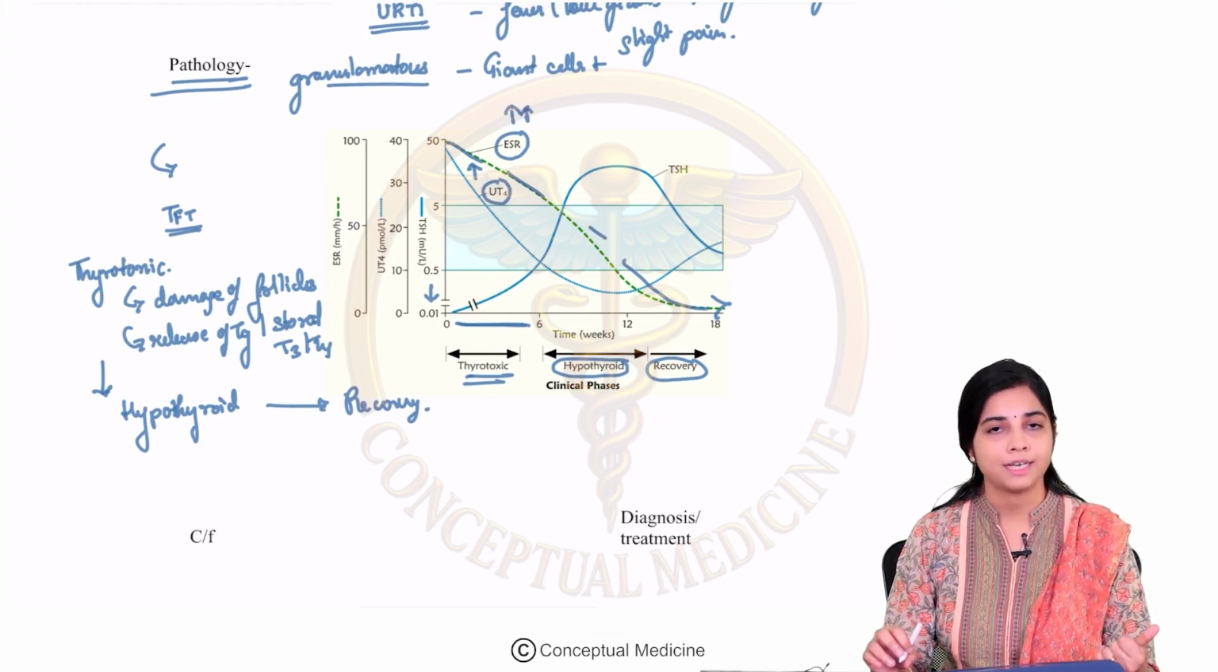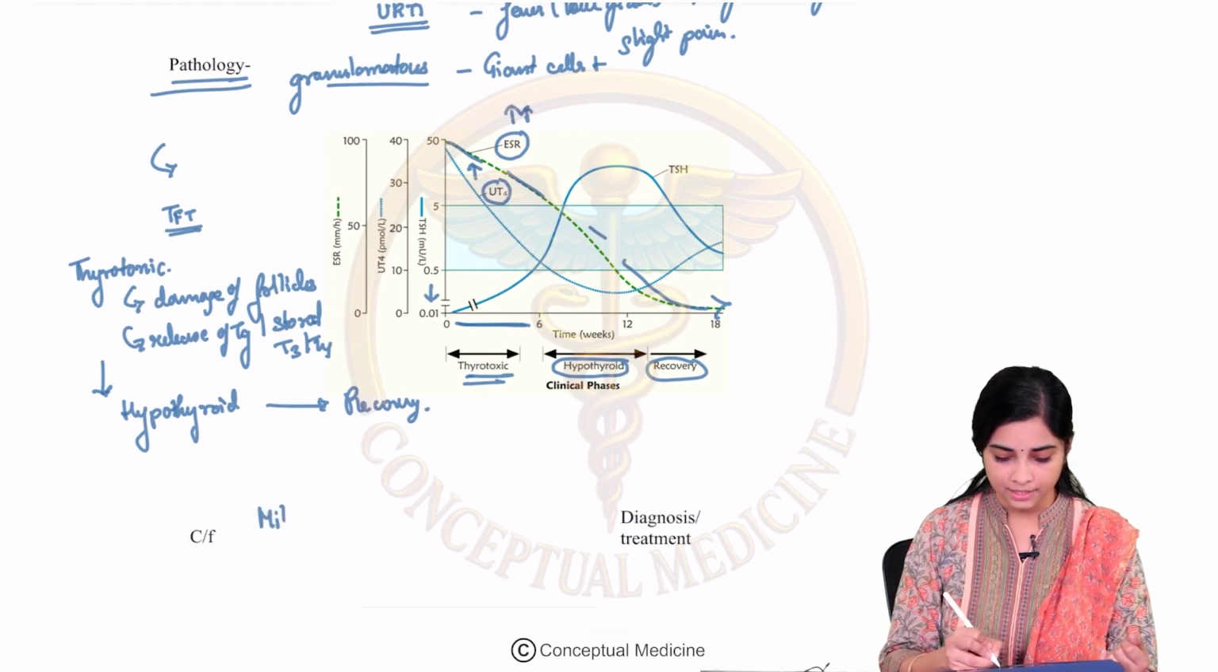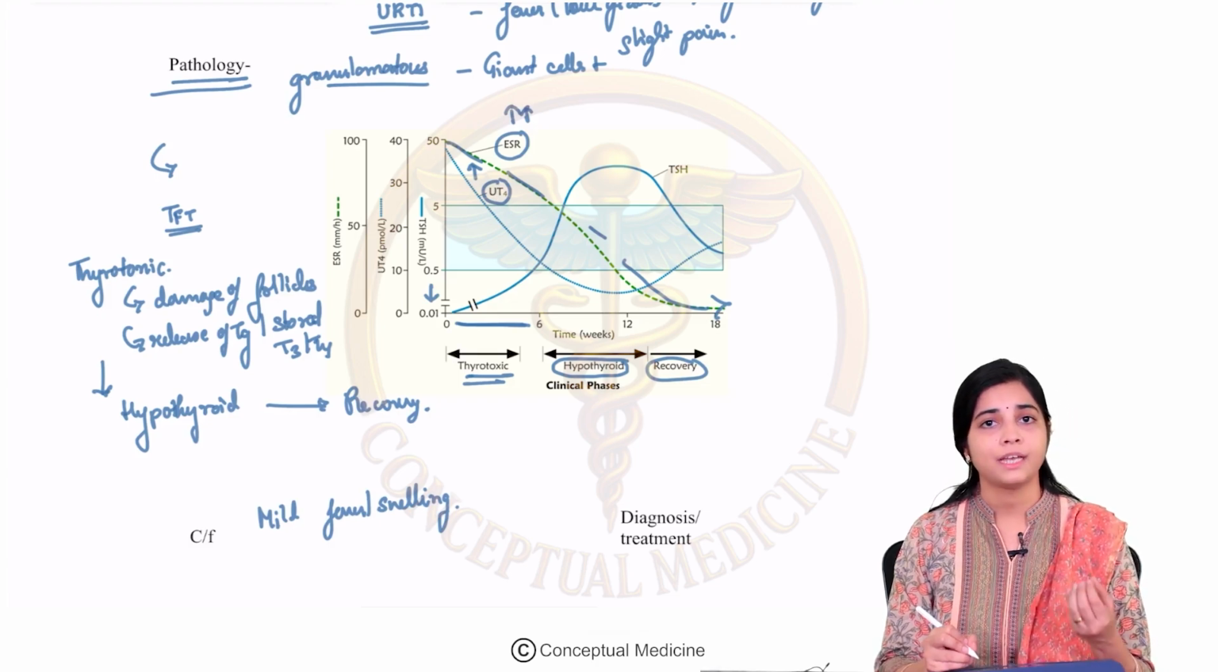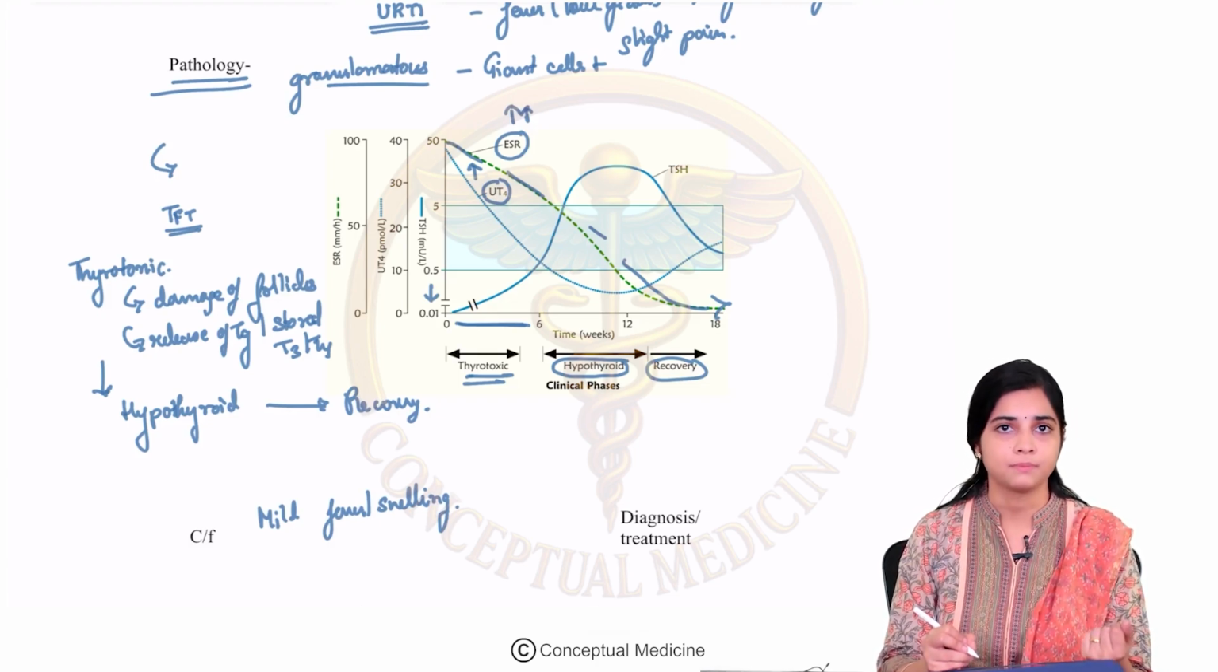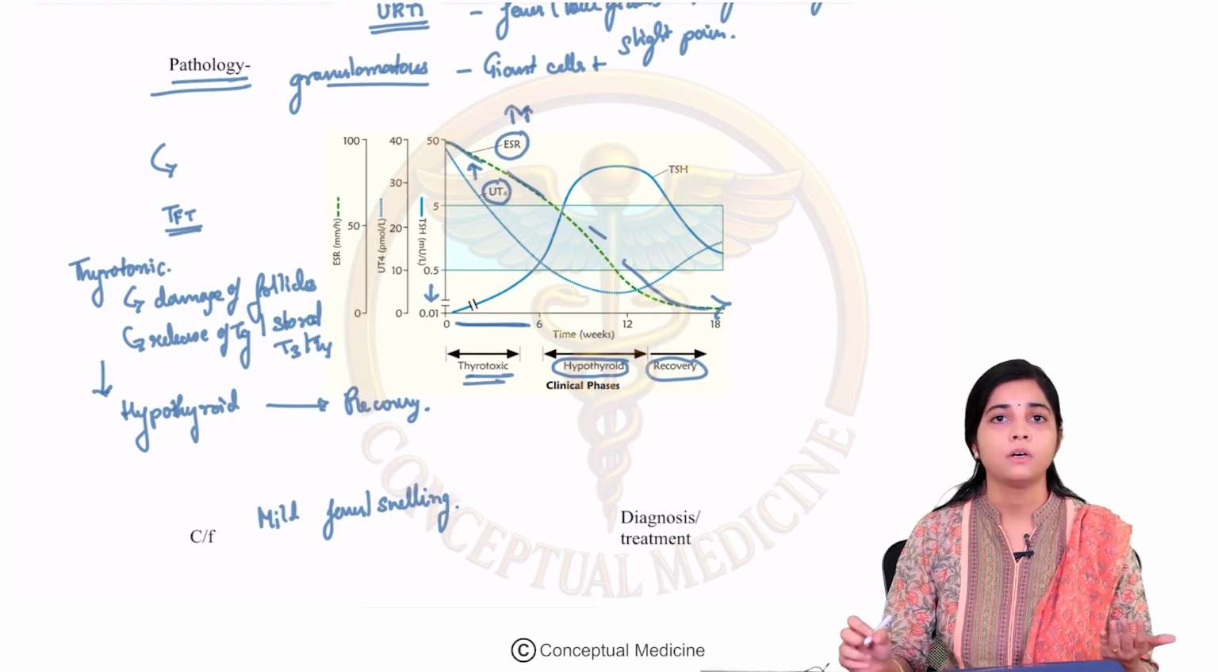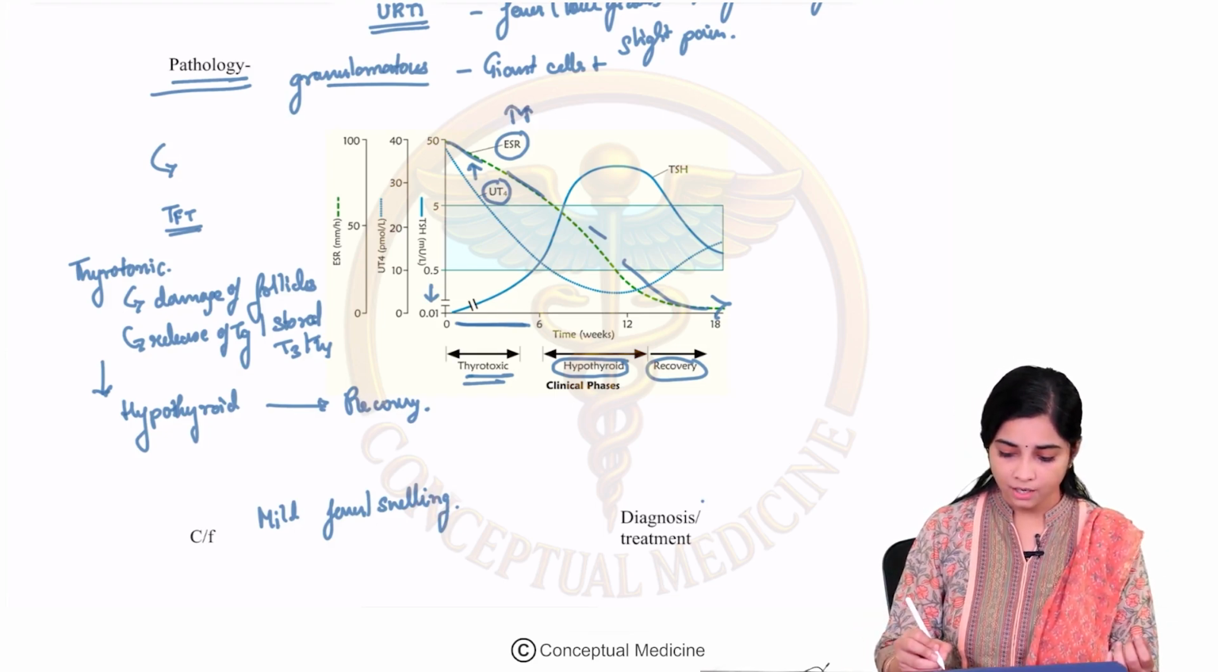After an upper respiratory tract infection, they may present with a mild fever or a mild swelling over the anterior aspect of the trachea. Okay? And if they are thyrotoxic, initially you may have some symptoms like palpitations, tremors, or heat intolerance. Fine? So how do you diagnose?